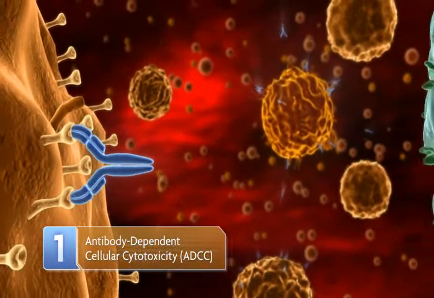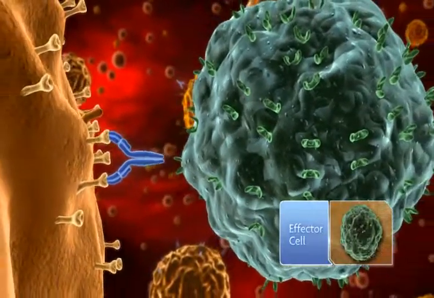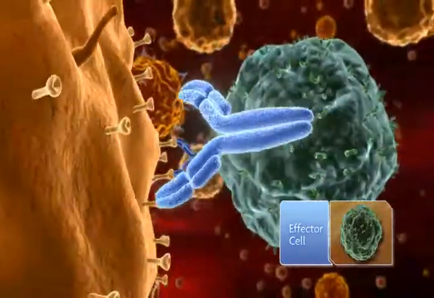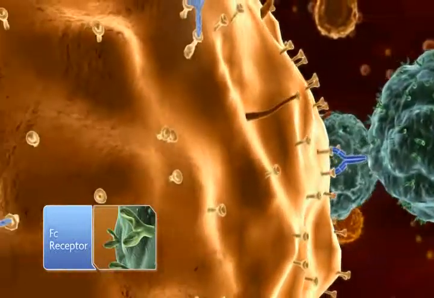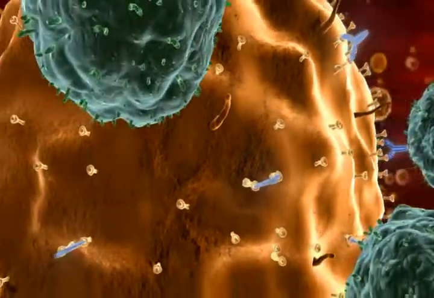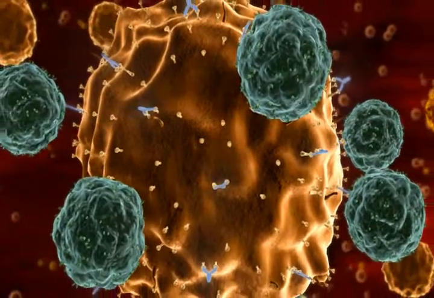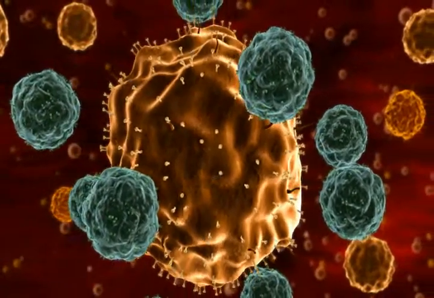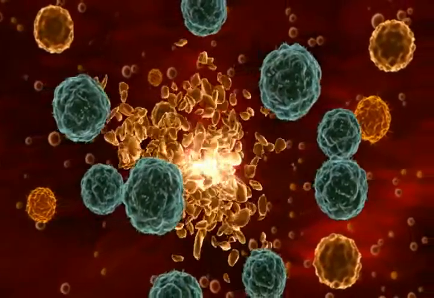The first is antibody-dependent cellular cytotoxicity, or ADCC. ADCC can be triggered when Rituxan binds to CD20 on B cells and interacts with Fc receptors on an effector cell, causing cross-linking of the Fc receptors. This cross-linking may result in cytotoxic attack against that B cell.